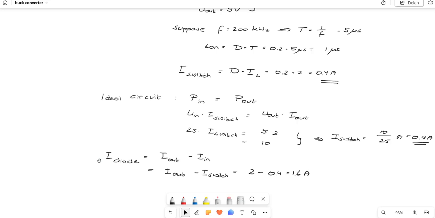All right, that's everything you have to know about the ideal buck converter, and by applying these kinds of equations you can also calculate everything for a boost converter or even a more complex switch mode converter.